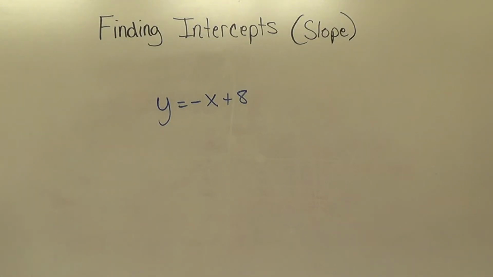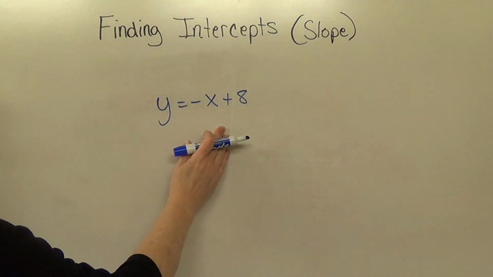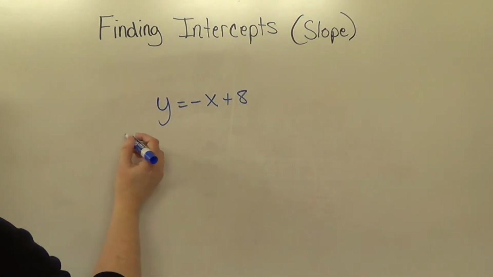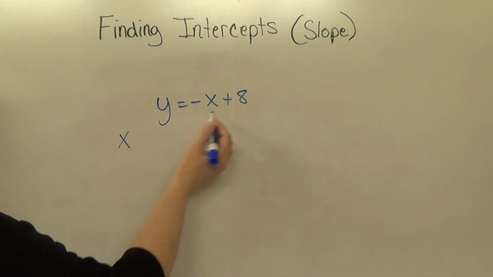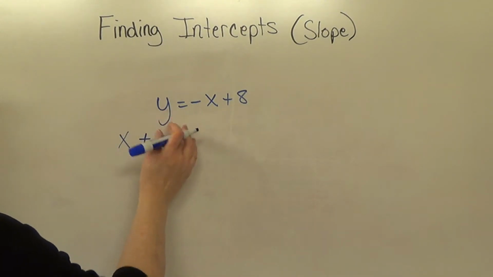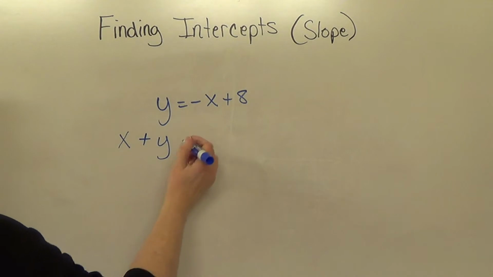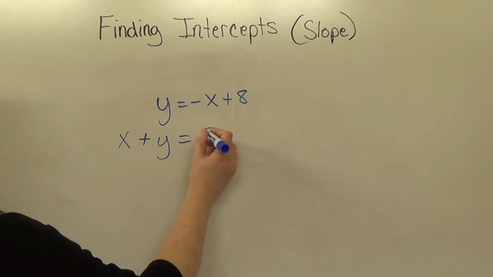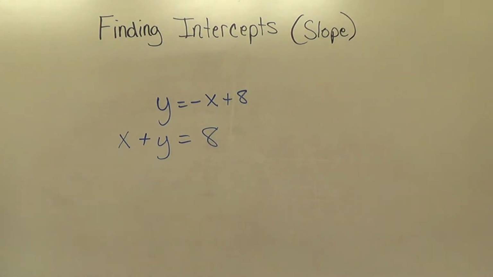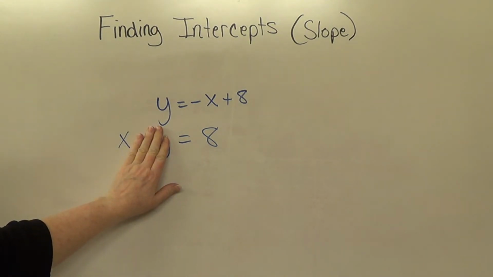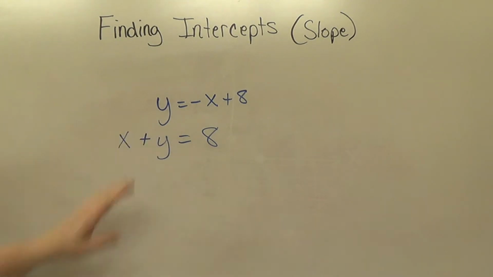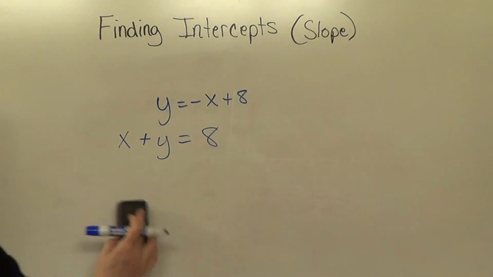Let's take a look at another one. So we're going to move this to standard form. Your x value needs to be on the left, so when it crosses the equal, it becomes positive. So it's +x, and y is already on the left side, so we're going to keep it there. And then we're going to drop our 8 down. And now it's in standard form, and you could easily find your intercepts. X would be 8, and then y would be 8, and you plot those points and graph them.